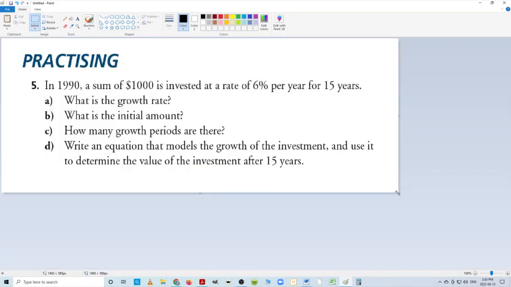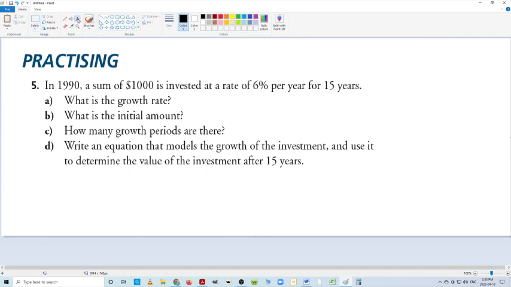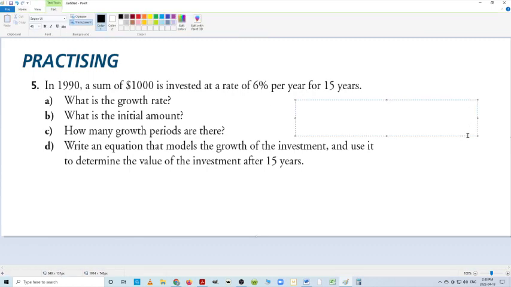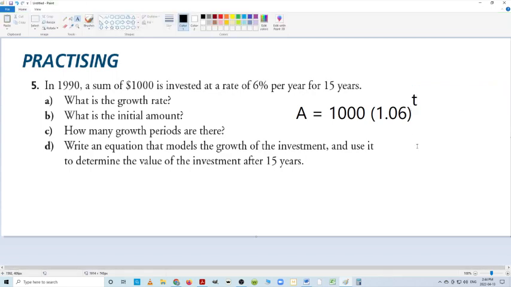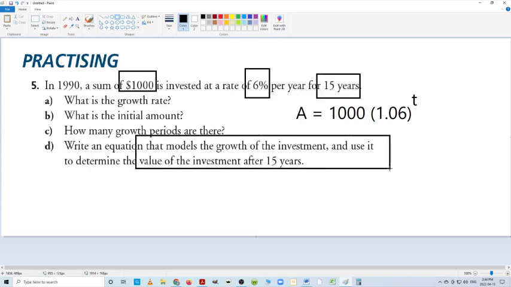So how do I do A? What's the growth rate? Well, the amount is going to be equal to the principal, and it's growing at 6%. So it's 1 plus 6 over 100, which is 0.06, to the power of years. So what's the growth rate? The growth rate is 6%. What is the initial amount? The initial amount's $1,000. How many growth periods are there? 15. Write an equation that models the growth of the investment and use it to determine the value at 15.